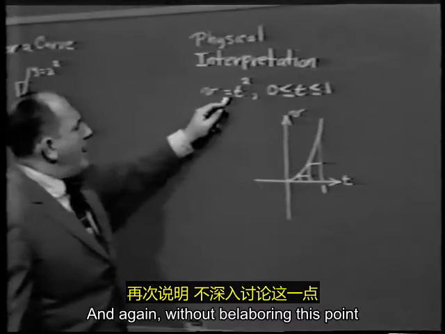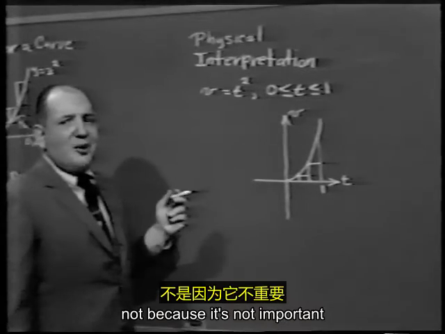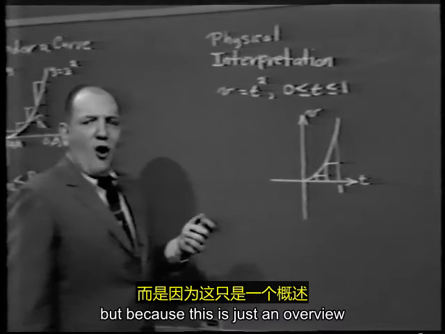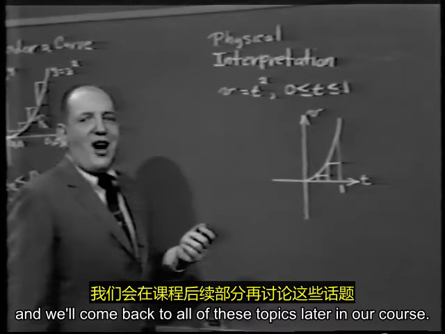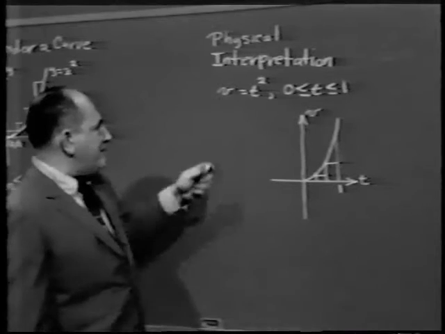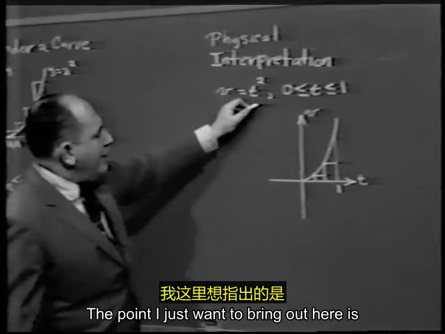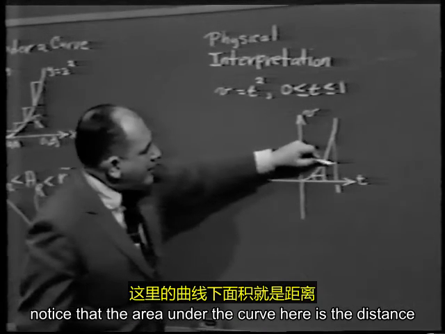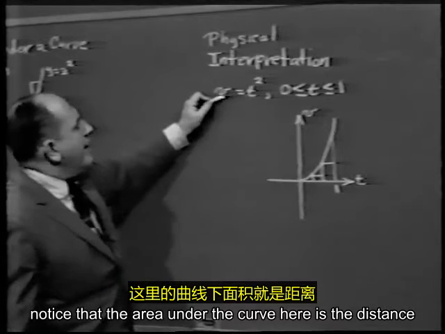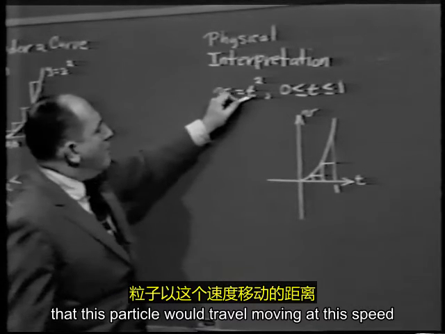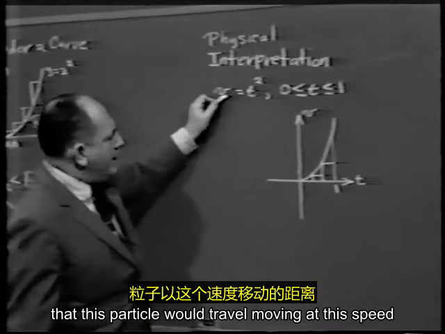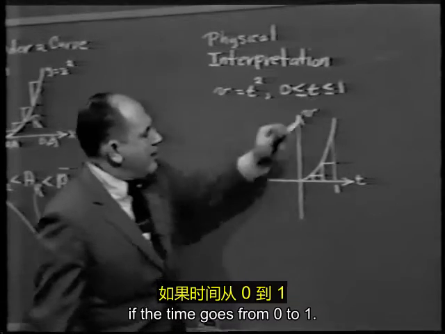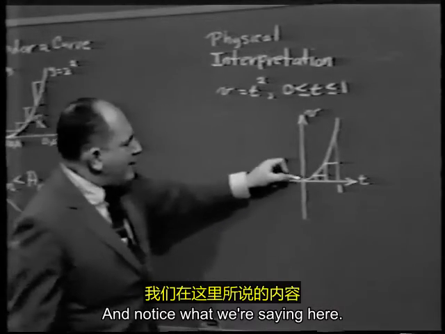And again, without belaboring this point, not because it's not important, but because this is just an overview and we will come back to all of these topics later in our course. The point I just want to bring out here is, notice that the area under the curve here is the distance that this particle would travel moving at this speed if the time goes from 0 to 1. And notice what we're saying here.